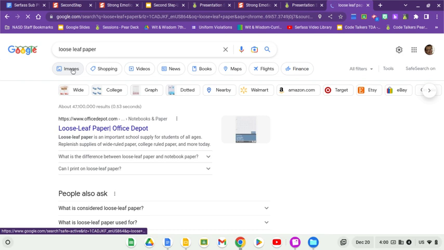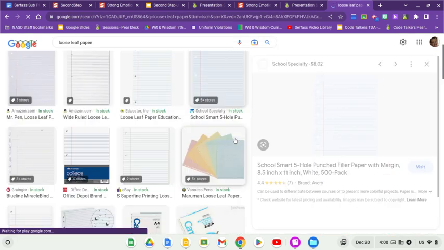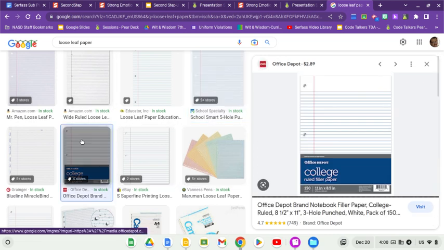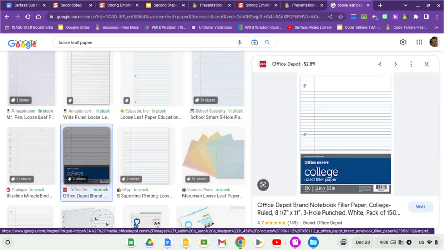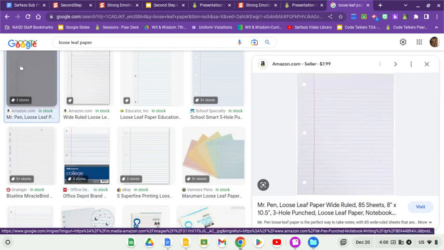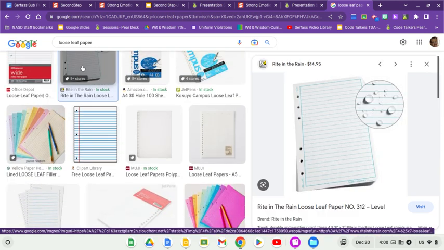Look at all this loose leaf paper. Oh, look at this one. Oh, I like that. Oh, yeah, that one's nice too. College ruled filler from Office Depot, some of the best. Ooh, look at this one. Ooh, that's nice too, right? Oh my God, look at this. Waterproof? Are you serious? Wow.